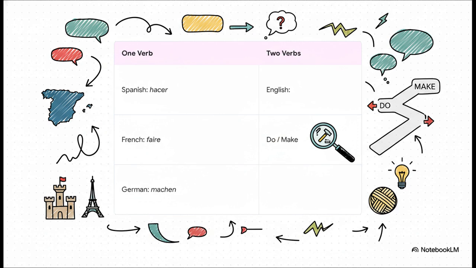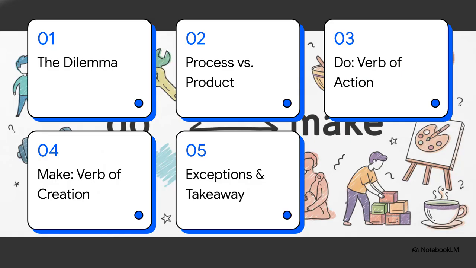But here's the good news. There is a system to it. There's a logic behind the madness, for sure. So here's how we're going to crack the code. We'll start with the basic problem, then I'll give you a golden rule that solves about 90% of cases. We'll dive into do and make with tons of examples, and then we'll even tackle those weird exceptions so you can walk away feeling confident.